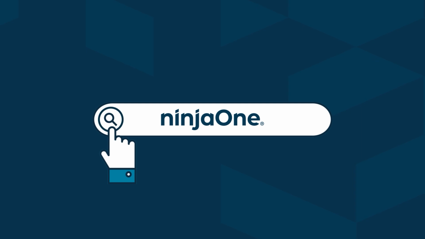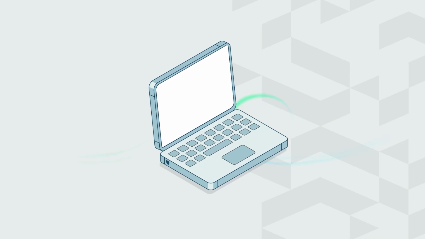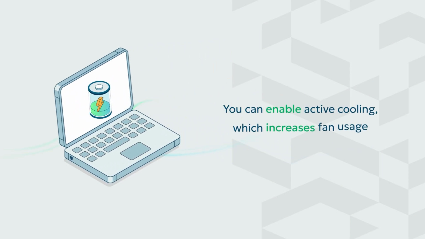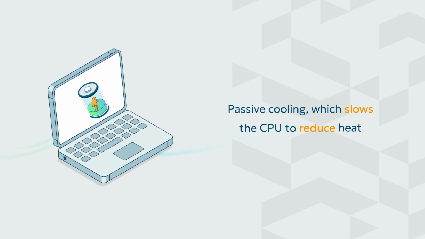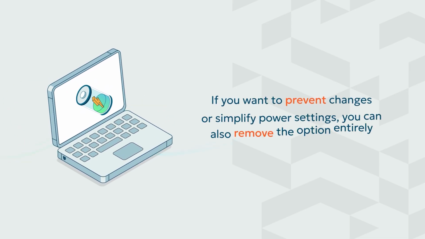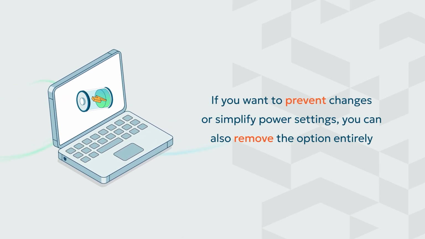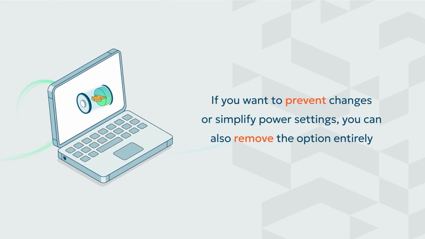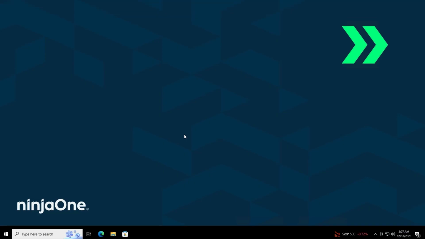Changing the system cooling policy helps you balance your PC's performance with battery life. You can enable active cooling, which increases fan usage, or passive cooling, which slows the CPU to reduce heat. If you want to prevent changes or simplify power settings, you can also remove the option entirely. Ways to add or remove system cooling policy. Let's walk through 3 ways to do that.